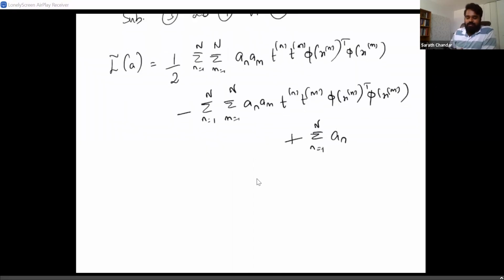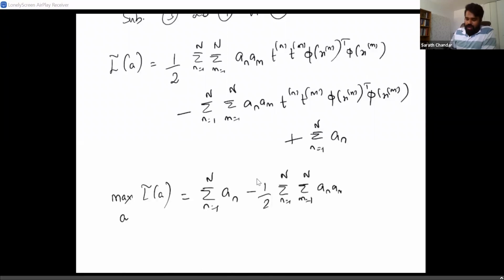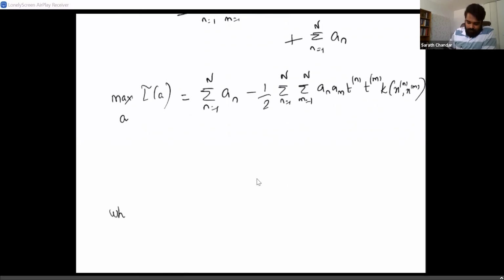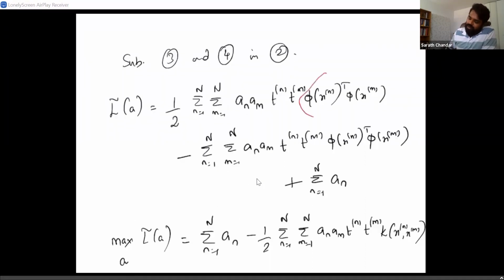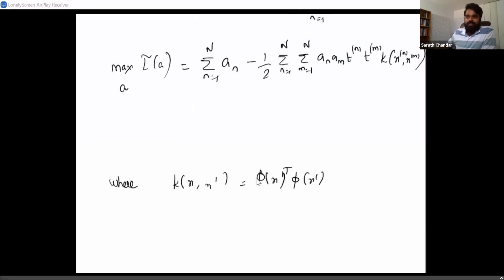Now you see that the first term and second term are the same. One is half, one is minus one. So now this becomes max over a of L hat of a, equal to summation over n equal to 1 to N of a_n minus 1/2 summation over n equal to 1 to N, summation over m equal to 1 to N, a_n a_m t_n t_m K of x_n and x_m, where K of x, x' is defined as phi of x transpose phi of x'. I just took this dot product and made it K. This K is also known as the kernel function, which we will revisit later.